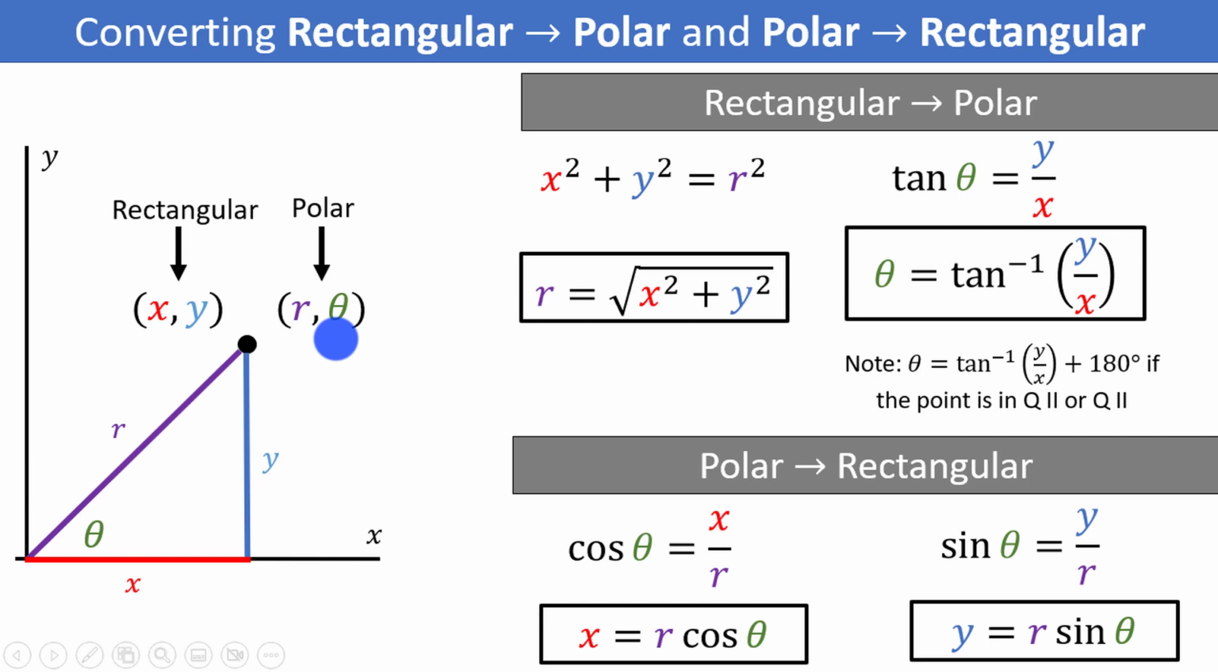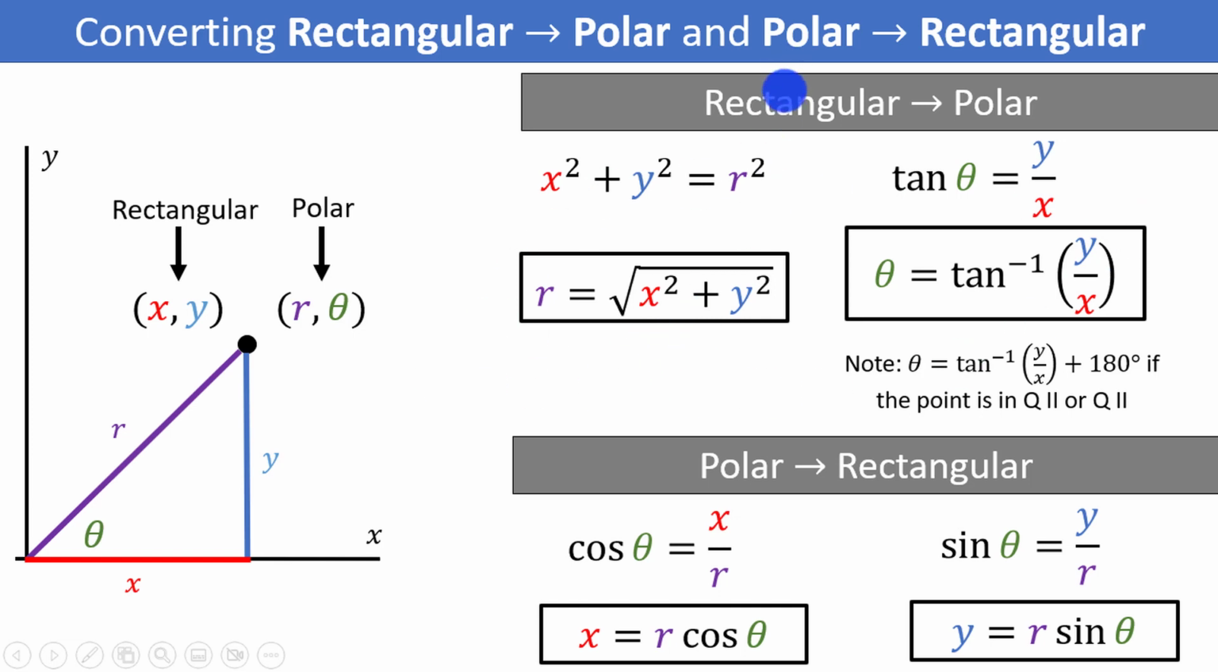In polar coordinates, you specify the angle that you must travel from the positive x-axis measured counterclockwise to reach the point. And then you specify the radius, or distance, from the pole, which is the same thing as the origin, that you must travel in order to reach the point. In my previous video, I derived all of these equations.